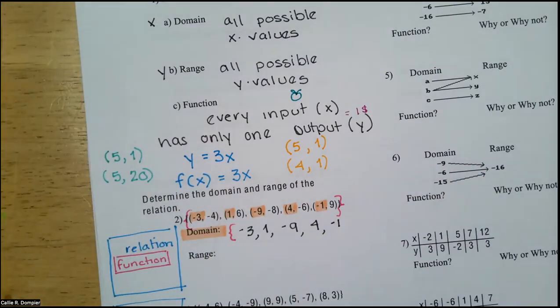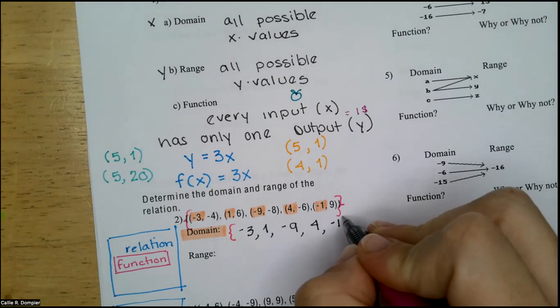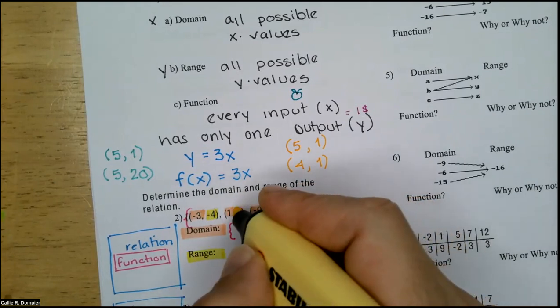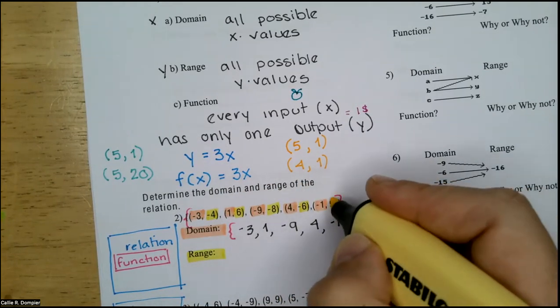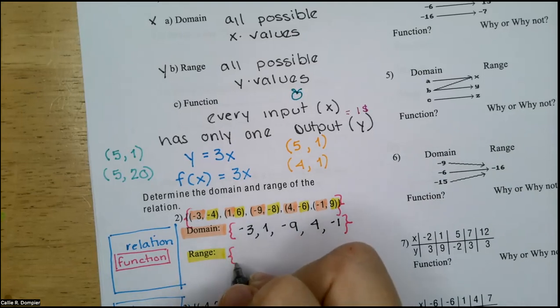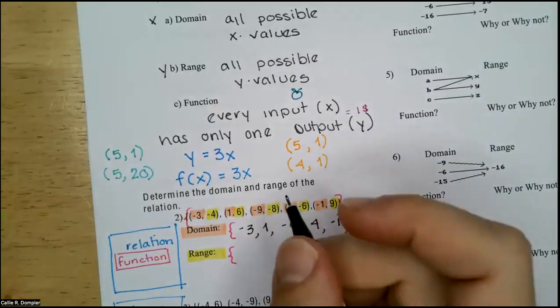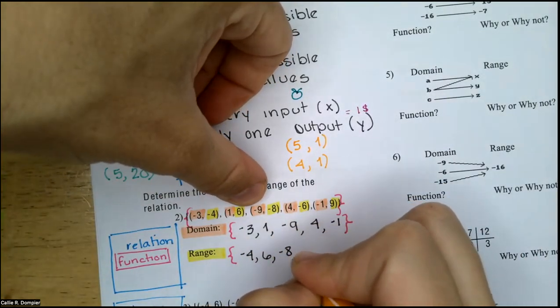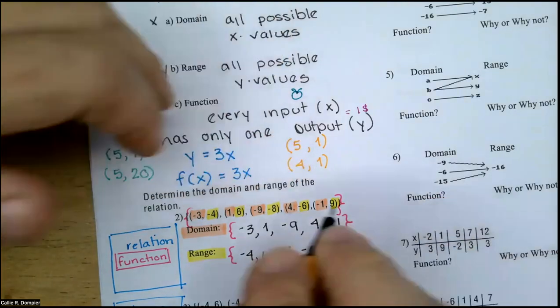If it repeated and you had -3, 1, -9, 4, -1, 1, you wouldn't need to write that second 1 again. That's the domain. Okay, now let's look at the range. The range are my y values. -4, 6, -8, -6, 9. So my range is -4, 6, -8, -6, 9.